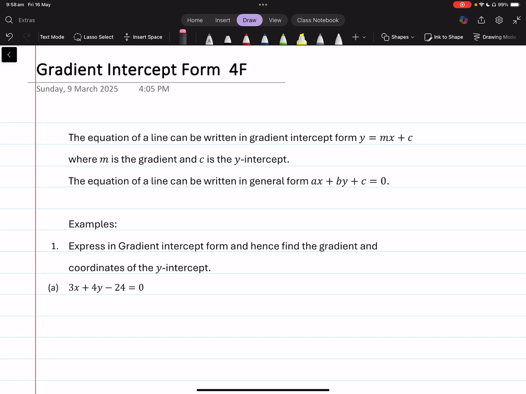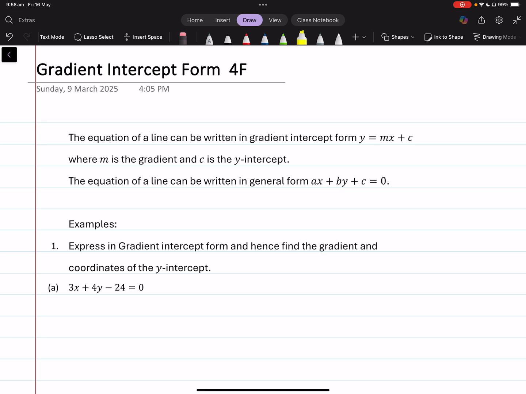Okay, the goal of this lesson is to use the gradient intercept form for the equation of a line. Please pause the video as you go, taking notes, completing the examples, and showing any working out as usual.